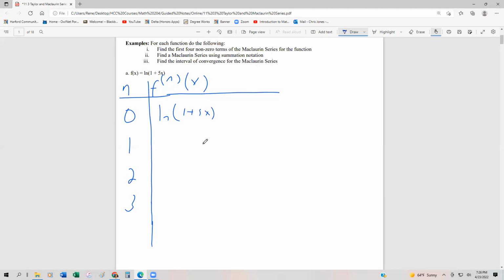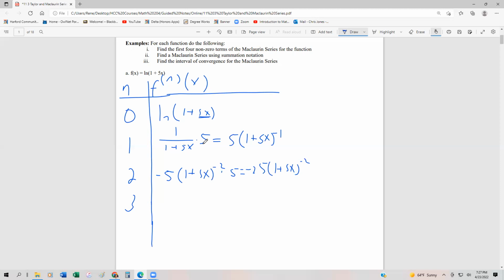Now, the first derivative is going to be pretty easy. We just use a chain rule. So that's going to be 1 over 1 plus 5x times 5. Remember we have a chain rule because we multiply by the derivative of the interior function. Another way to write this is 5 times the quantity 1 plus 5x to the minus 1, and that's going to help us avoid using a quotient rule. The second derivative is going to be negative 5, 1 plus 5x to the minus 2 times 5, or negative 25, 1 plus 5x to the minus 2.